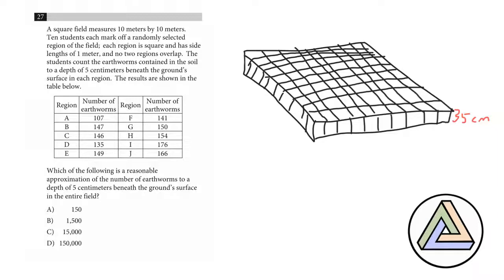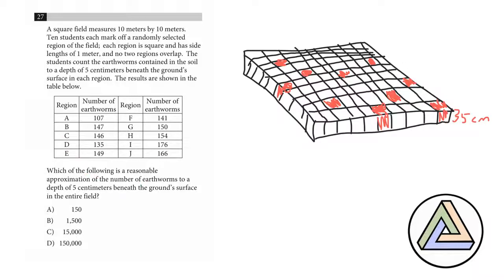And they're looking for earthworms in the dirt, basically. The students count the earthworms contained in the soil to a depth of 5 centimeters. So this is the depth of 5 centimeters. So maybe we could say that this is one of the regions, like maybe that's region B, and then you have one over here that you're studying, and so on. So I'm actually going to fill this in with 10 different regions that represent region A through J. So let's imagine these are the 10 regions that are represented on this table.